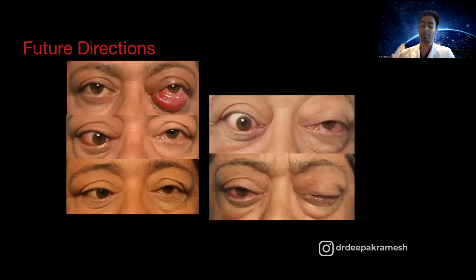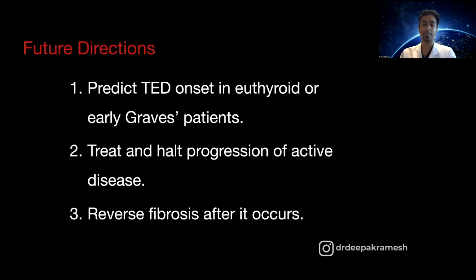We would also like a treatment to help reverse fibrosis that has already occurred, particularly in relation to the extraocular muscles, because recalcitrant strabismus and double vision, I think, is the most challenging aspect of thyroid eye disease to treat. So we're hoping that in the future, with our research, we can advance the field.